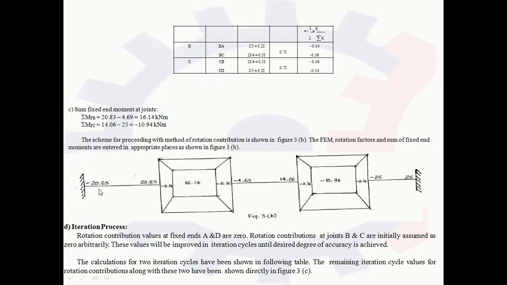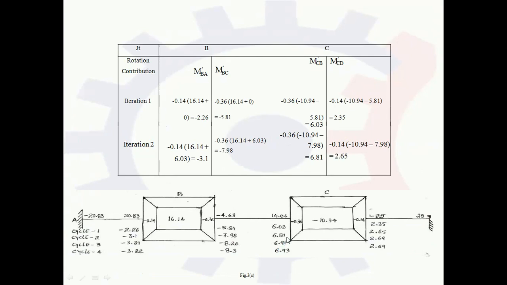Above the line, the fixed end moment AB is written here as minus 20.83, the fixed end moment BA is written here as 20.83, and the fixed end moment BC is minus 4.69.